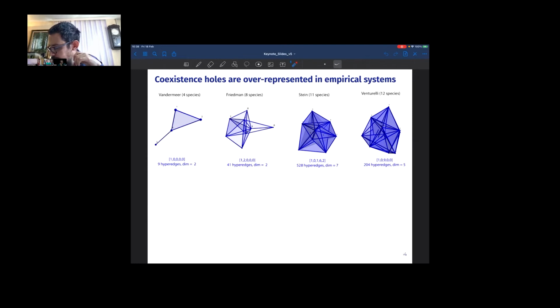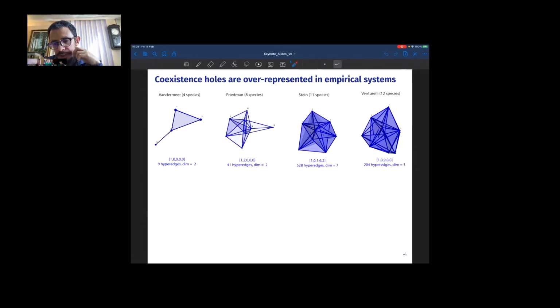And something that you can observe from these 4 illustrative examples is that as you increase the number of species, what you tend to observe is a higher number of coexistence holes and also of larger dimension. So, for example, if you go to Venturelli, then you cannot read much from the visualization, but now you have 9 two-dimensional holes. In Stein, you have actually 2, if I remember correctly, 4-dimensional holes or 5-dimensional holes or something like that. Okay, so this is what you observe from nature.